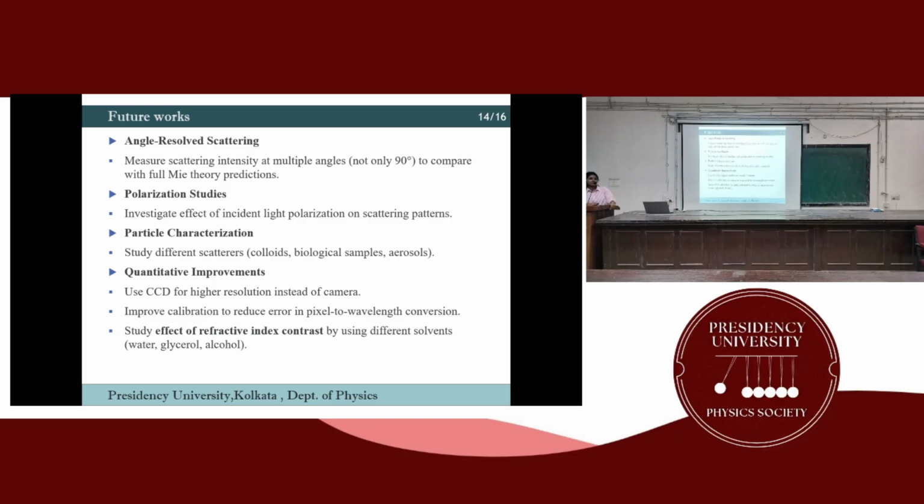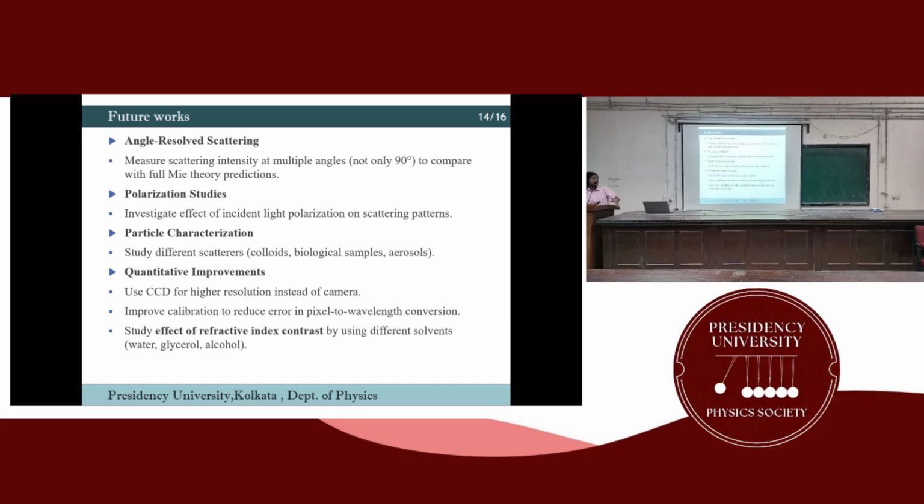My future work might include more angles. I took the picture at around 90 degrees, but future work might include 135 degrees, 180 degrees, and so on. And for polarization studies, investigate the effect of incident light polarization on the scattering pattern. And for particle characterization, here the particle is only a colloidal one, but I can take egg white, milk water solution, or aerosol.